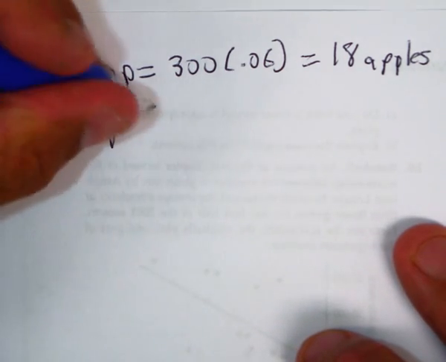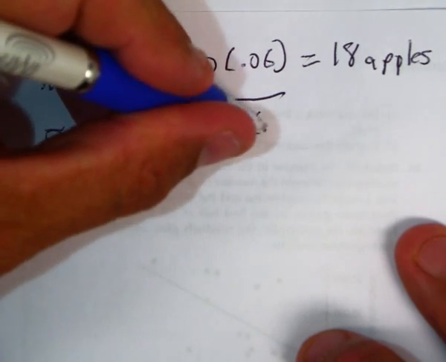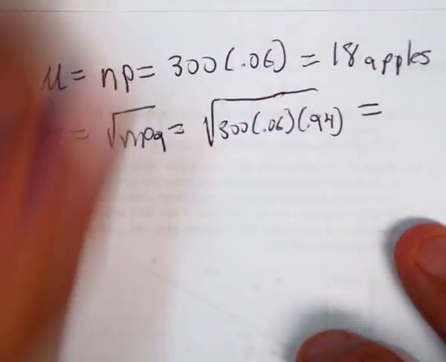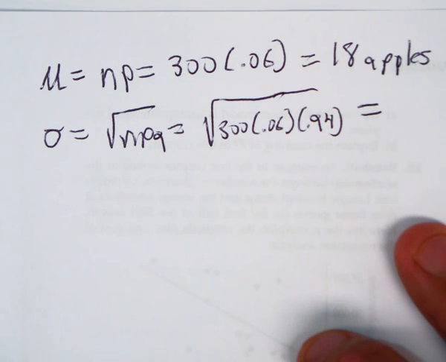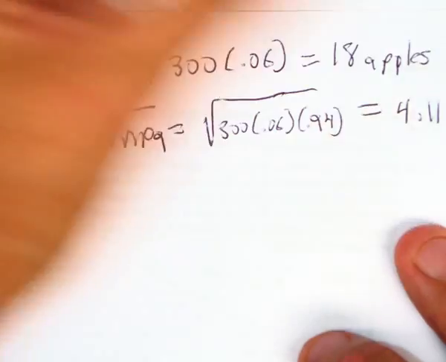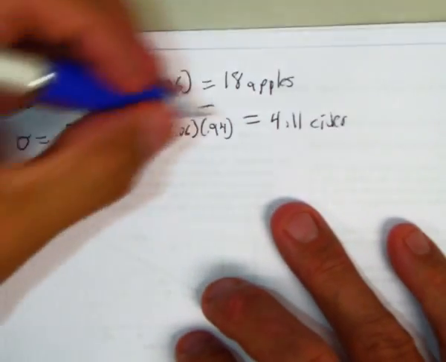Standard deviation, square root of npq. So, square root of 300 times 0.06 times 0.94. If we do that out, we wind up with 4.11 cider apples. Zoom this out a little bit.